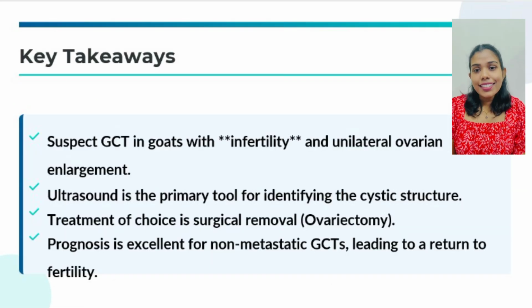To summarize, if you have a doe with infertility and one large ovary, granulosa cell tumor should be on the differential list. Ultrasound, histopathology and immunohistochemistry confirm the diagnosis, and ovariectomy as the treatment restores the fertility of the animal.